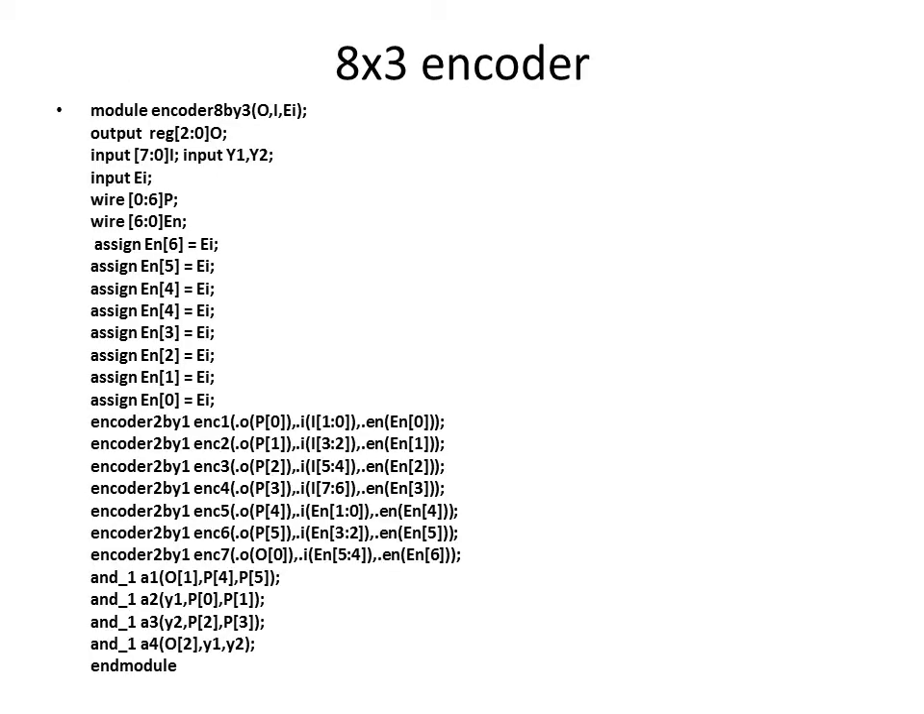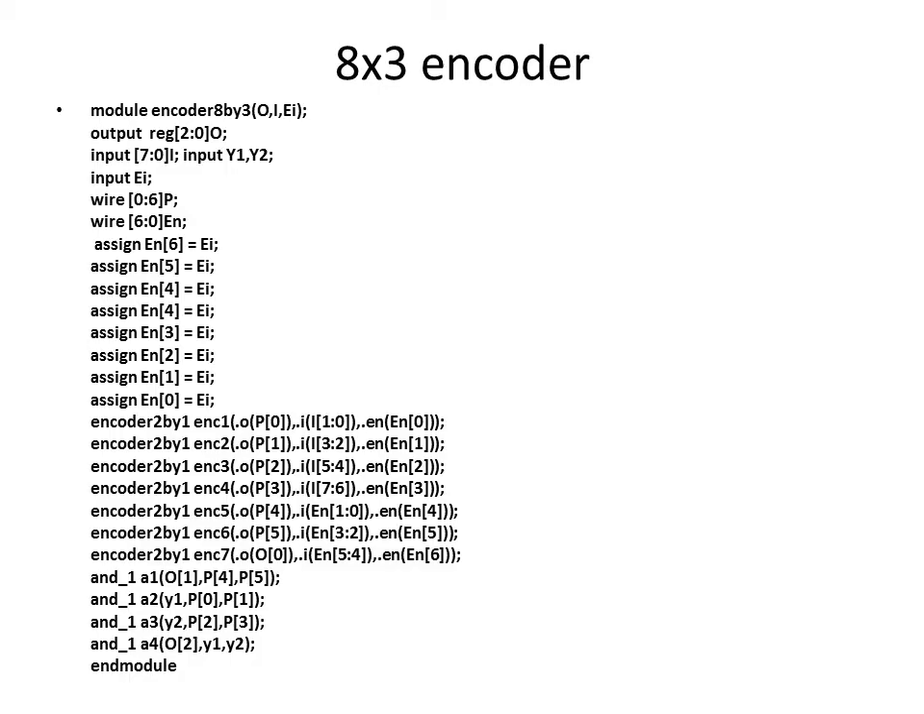And the next one, coming to our structural modeling of the 8x3 encoder. See here, I have declared I as the input and EI as the enable input, and the output is declared as 3 bits, input 8 bits, and input EI wire. So internal signals whichever we are using here are P and EN and Y1, Y2.